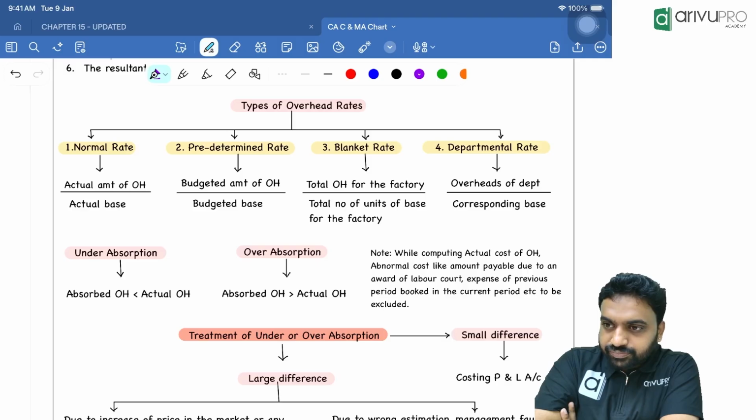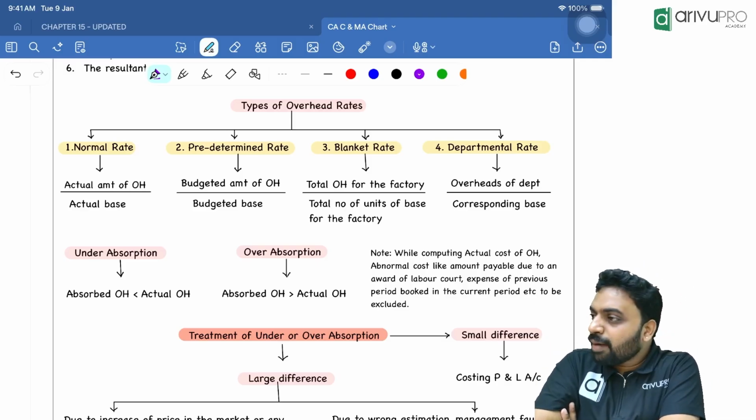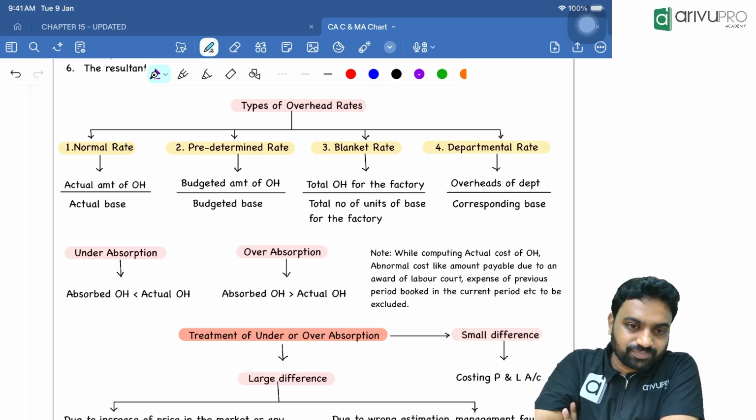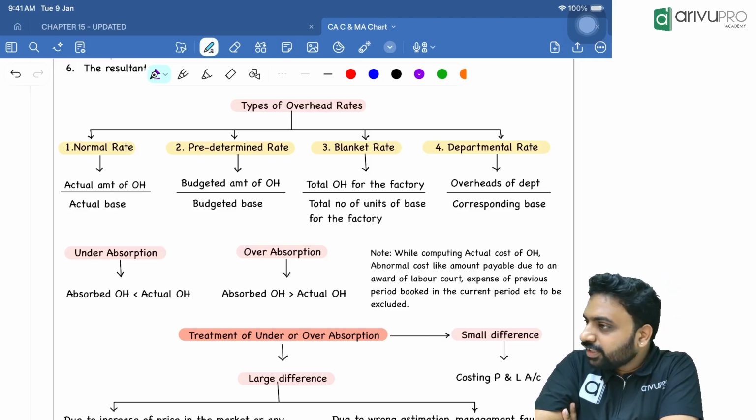Correct? But if you go for blanket rate, what will you do? You will take the total overhead and a denominator. Either you will take machine hour, or labor hour, or percentage of material. You can't take all three. Yes or no? That means out of that, a portion will be correct, and the remaining portion will be wrong absorption. Correct? That's the reason always remember departmental rates are always prioritized and better.